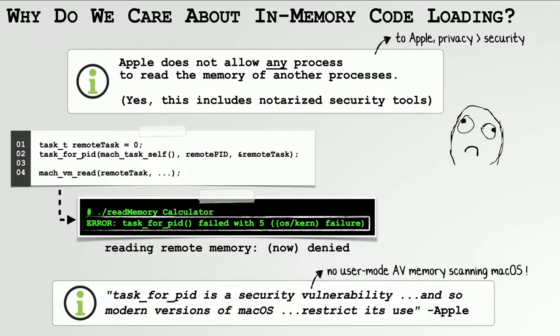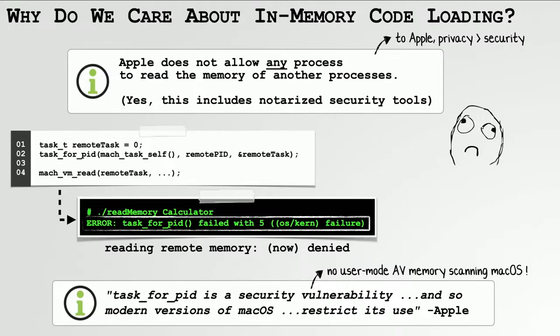Now, you might be wondering why anybody cares about in-memory code loading, especially because we just said there are some challenges and nuances because on-disk binaries do not look like their in-memory counterparts. The whole reason I'm giving this talk is because of a decision that Apple has made, which is that no process can read the remote memory of another process. And this includes even notarized security tools. In this case, Apple has basically prioritized privacy over security. I'm not saying I fault them, but a very unfortunate side effect is exactly this.